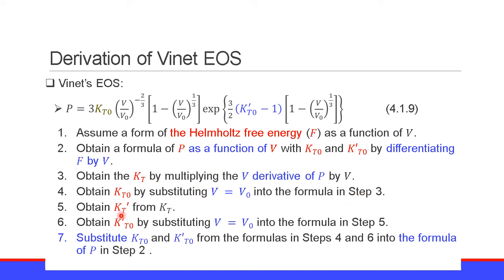We obtain KT prime from KT by differentiating with respect to pressure, and we obtain KT0 prime by substituting V equal V0 into the formula in step 5. Then we substitute KT0 and KT0 prime from the formulas in steps 4 and 6 into the formula of pressure in step 2.